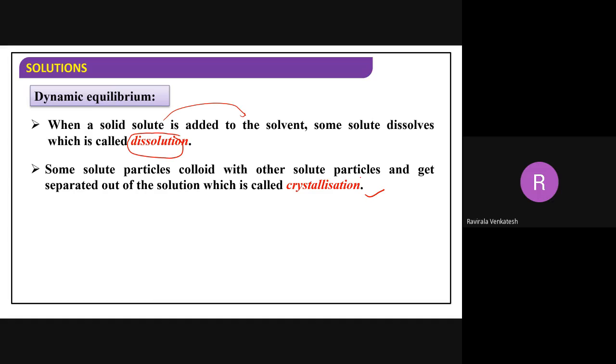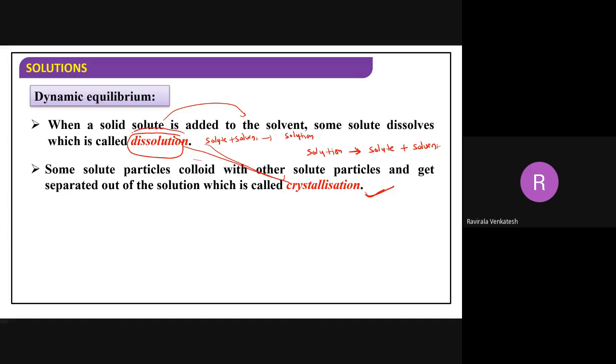Crystallization means, opposite to dissolution, the solute which is dissolved in the solvent is again converting into solute. That means solution is changing into solute plus solvent. This is called crystallization. Okay, solution converting into solute plus solvent is called crystallization. And what is dissolution? Conversion of solute plus solvent into solution is called dissolution.